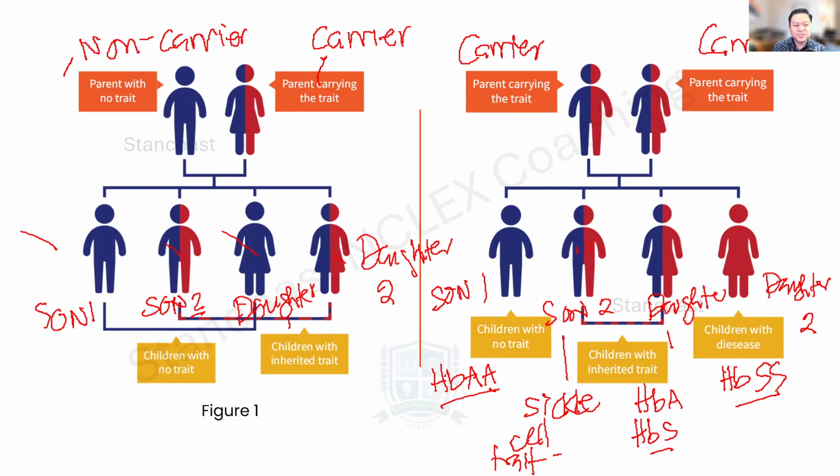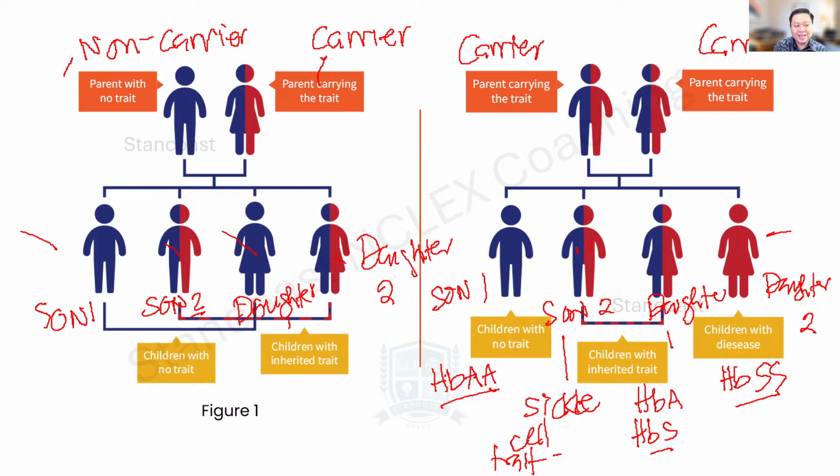Okay, so when the parents are both carriers, then there is going to be a 50-50 chance for that offspring to get the sickle cell trait. Okay, and there is also a chance that one of the offsprings will develop the sickle cell disease.